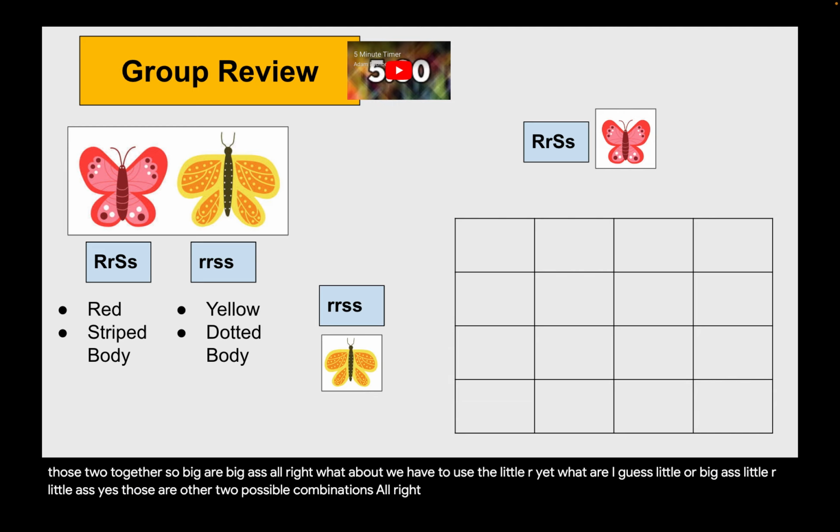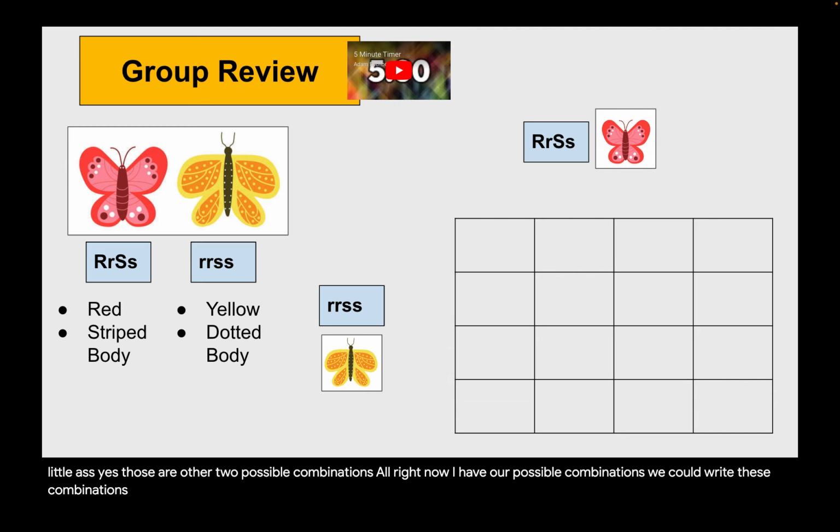All right, now we have our possible combinations. We could write these combinations, one for each column in our Punnett square. Right, what about the possible combinations of alleles for the yellow butterfly? Little r, little s. Little r, little s. That's the only possible combination.